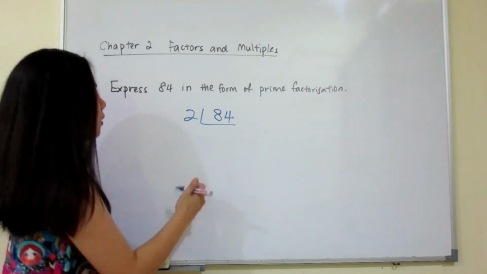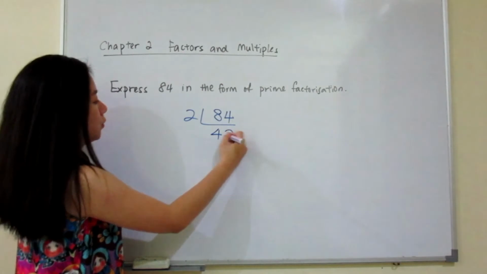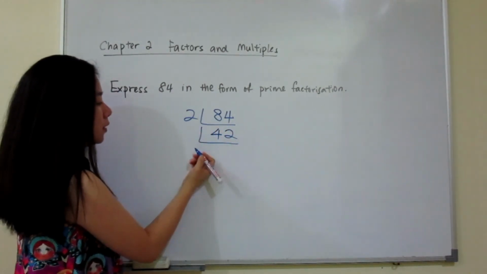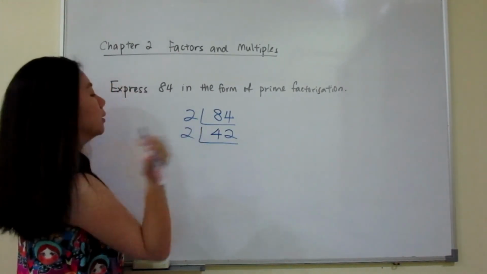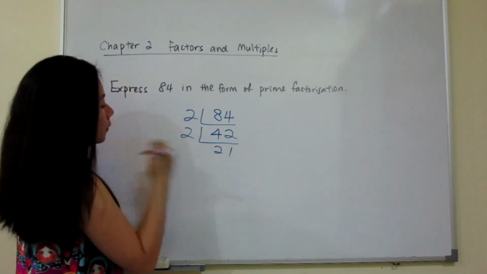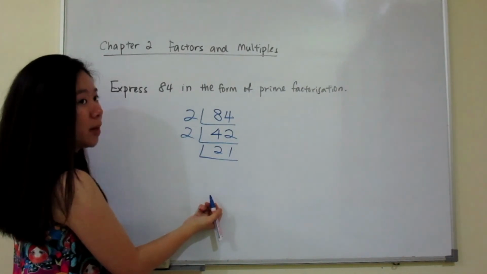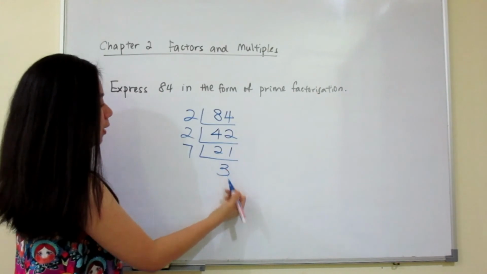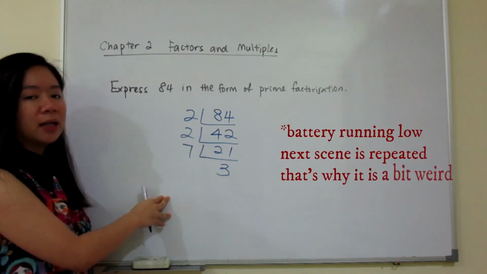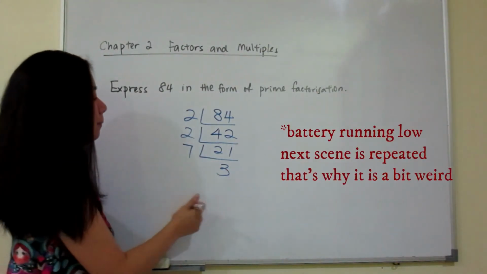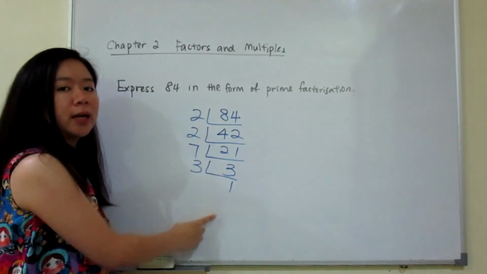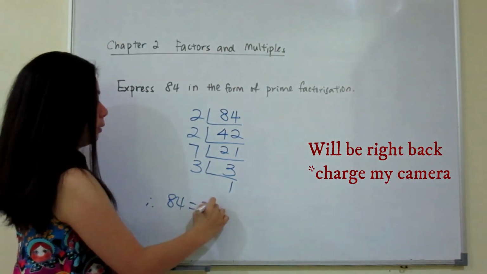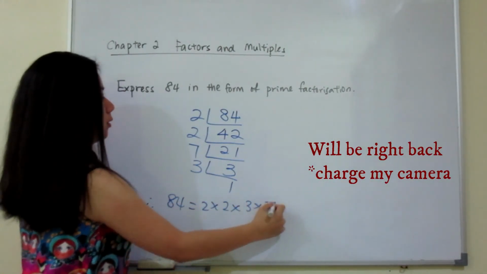Okay? So 84 divided by 2 is 42. And 42 again is an even number. You can further divide by 2. That is 21. 21 can be divided by 3 or 7. Let's try 7. Then it gives us 3. And then we just need to keep dividing until it becomes 1. Alright, that's where we stop. Then 3 divided by 3 is 1. So 84 equals 2 times 2 times 3 times 7. That's it.